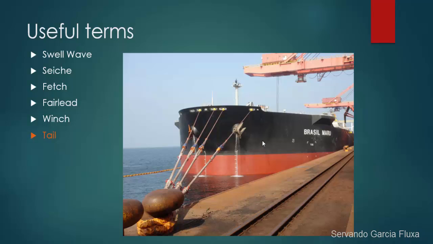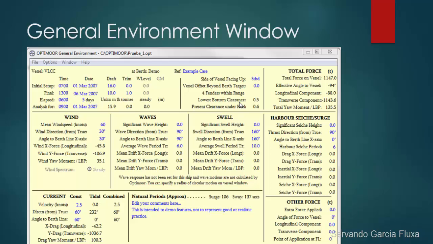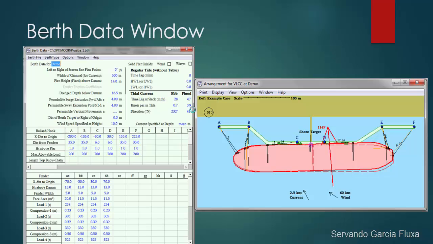And now we're gonna start properly to explain how OPTIMOOR is used. It's gonna be long and tough, so be prepared. Once you open OPTIMOOR, the first thing that appears is this general environment window. But I'm not gonna start explaining this window because I found out that it's easier to start from another window, that is the Berth data window. So let's begin.